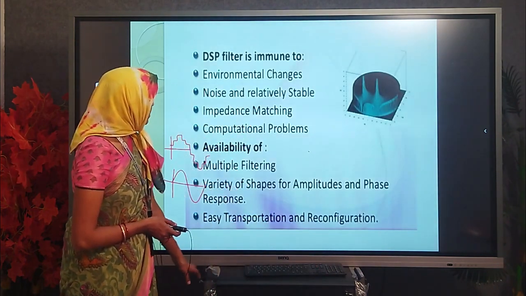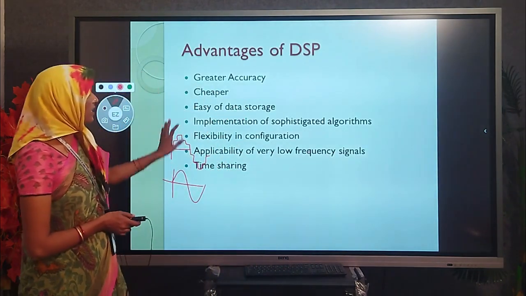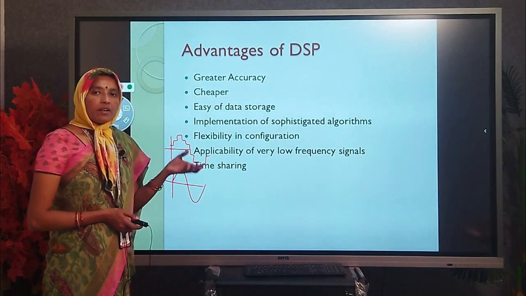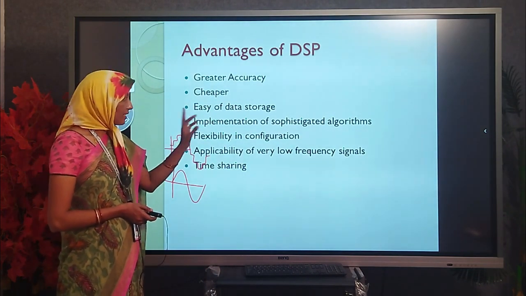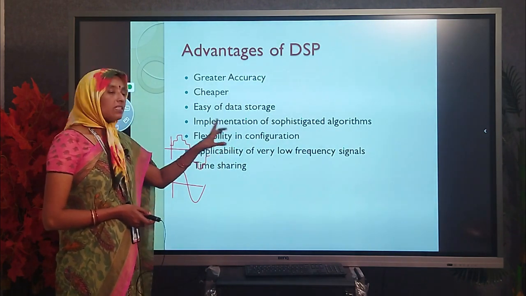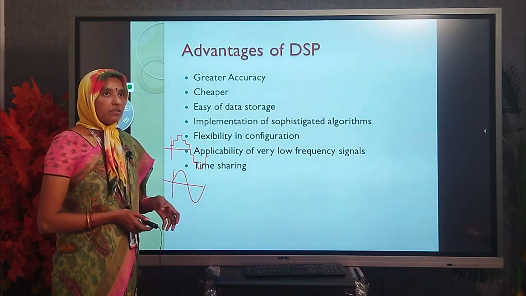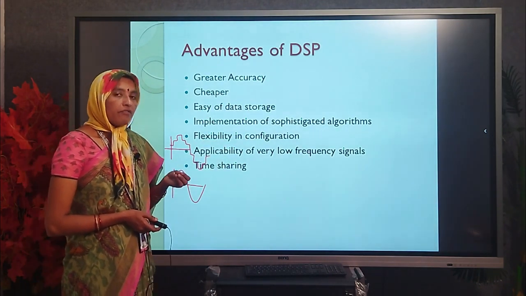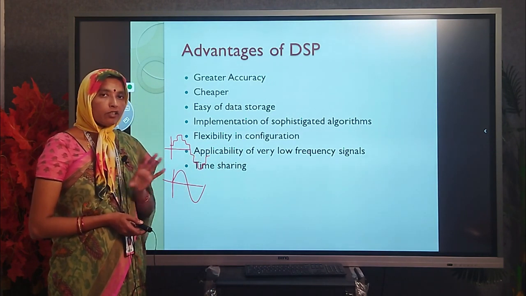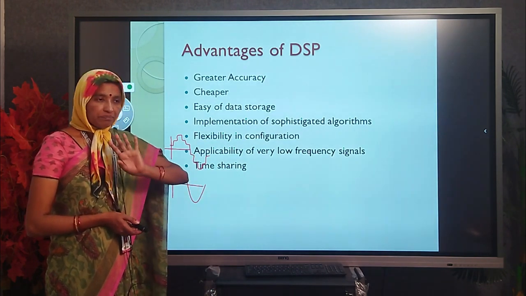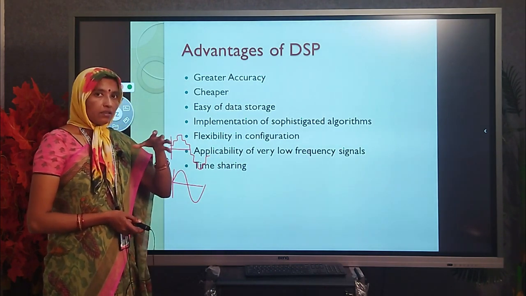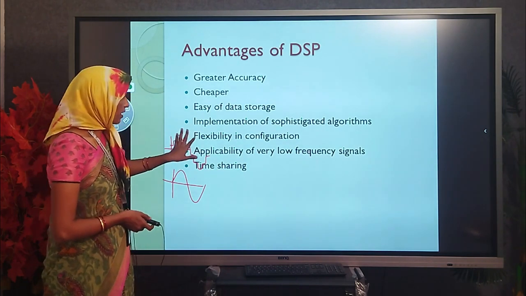Let us see about the advantages and applications of DSP. So first one, it has greater accuracy and it is cheaper, and we can easily store the data on magnetic disks, and implementation of sophisticated algorithms, and flexibility in configuration. For example, if there is any failure in the system, simply we can modify the filter coefficients. No need to change the entire structure.